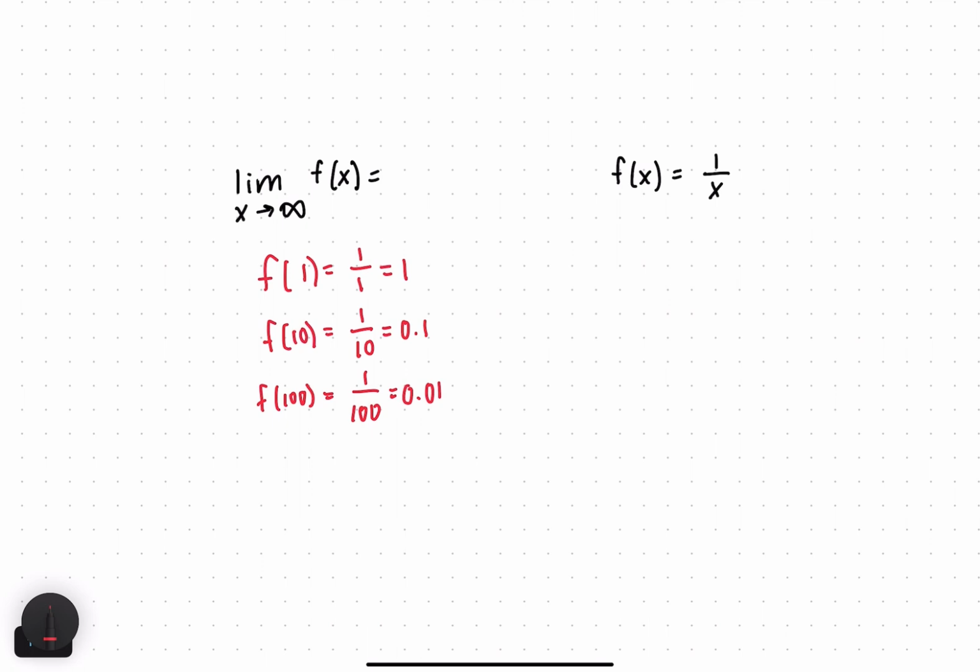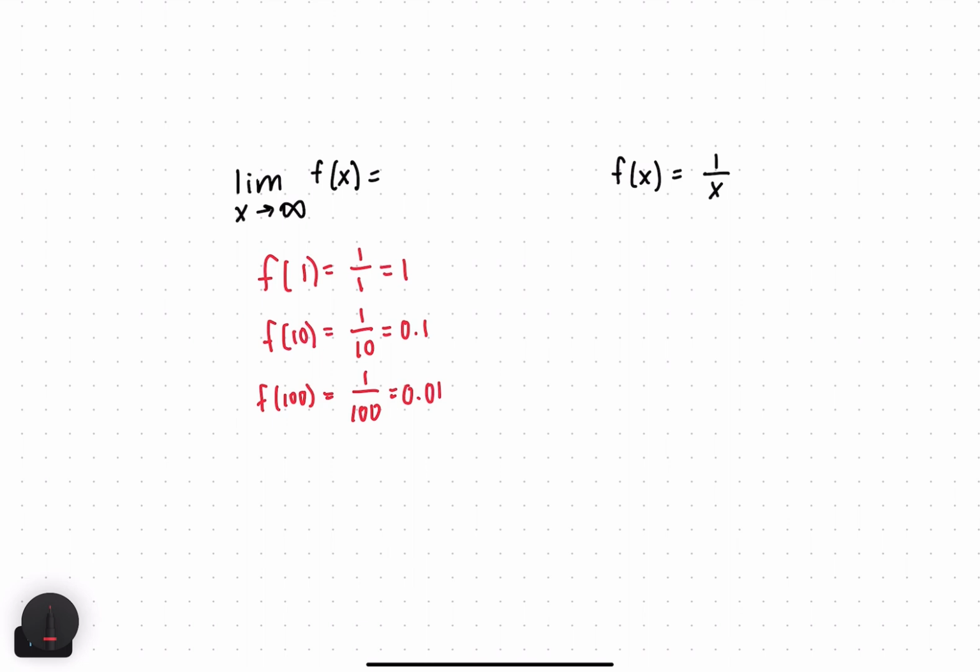As we keep putting in a larger value for x, the result of our function is getting smaller and smaller. It seems like the function is getting closer and closer to 0 as x is getting larger and larger. As we know, the concept of limit is used to find what the function approaches as the inputs get closer and closer to a certain value, in this case, infinity.